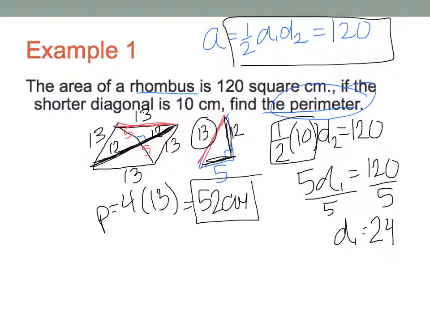Now backing up from the beginning, I was given one diagonal and I was given the area. The next thing I did was I found my second diagonal, using the area formula. Once I found my second diagonal, I put it into my small triangle over here, and then I found 13 as the side length for one side. But I know that all four sides are equal. I multiplied it by 4, and I got 52 for the perimeter.